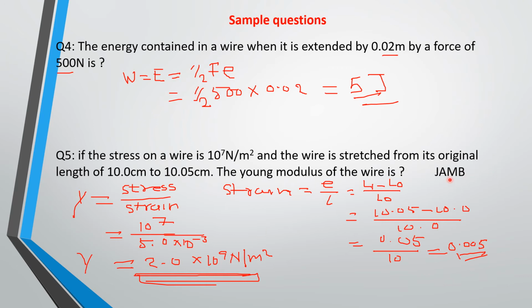Because this is a JAMB question, you know that you have to work within less than 1 minute. So it's just for you to understand that you have to find your extension to get your strain, and then you just put your value into that and you get your answer. Okay, so that is question number 5.